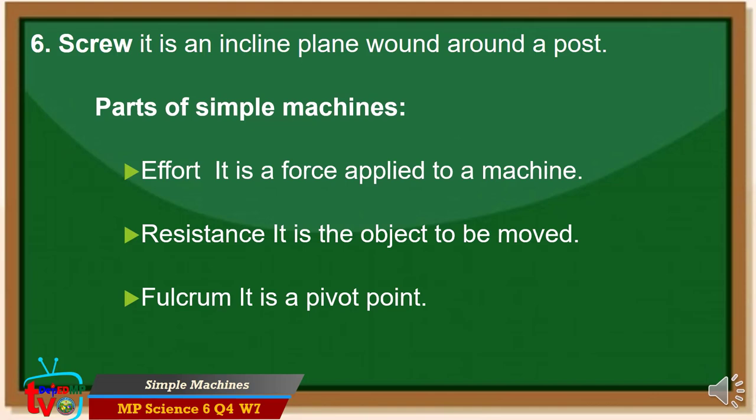There are parts of simple machines. Number 1 is effort. Effort, it is a force applied to a machine. Next part is the resistance. Resistance, it is the object to be moved. And the third part is the fulcrum. Fulcrum, it is a pivot point.